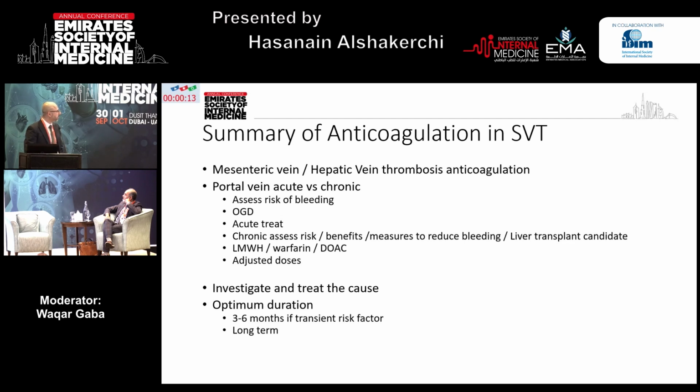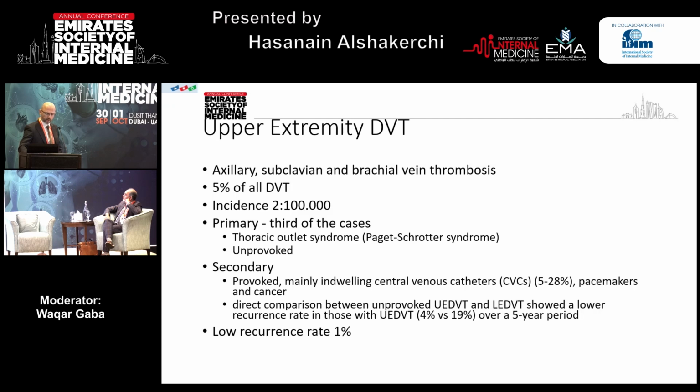That's a summary of the treatment. So I'll just try and go quickly to cover some of the upper extremity DVTs. Upper extremities means axillary, subclavian and brachial veins. They account for 5% of all DVTs, with an incidence of 2 in 100,000.